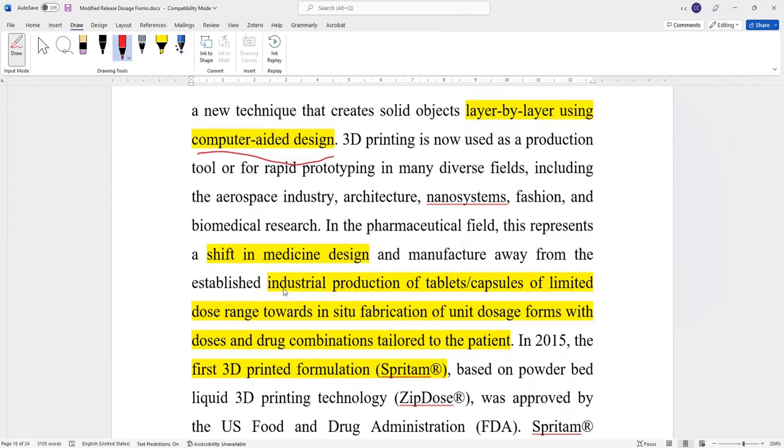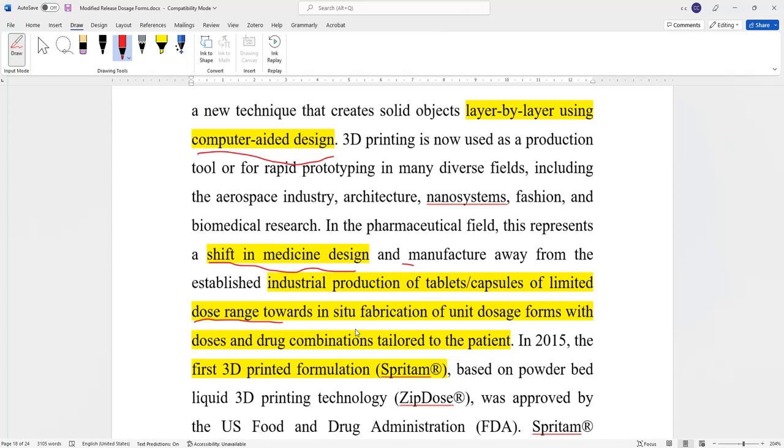The reason why they are doing it is because there is a shift in medicine design. Now, we are trying to find new ways to design tablets from manufacturing or industrial production of tablets or capsules. You know that they come with a limited dose range, meaning they are not made to suit each patient.